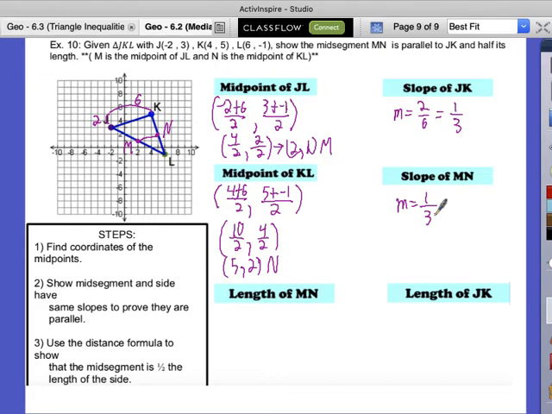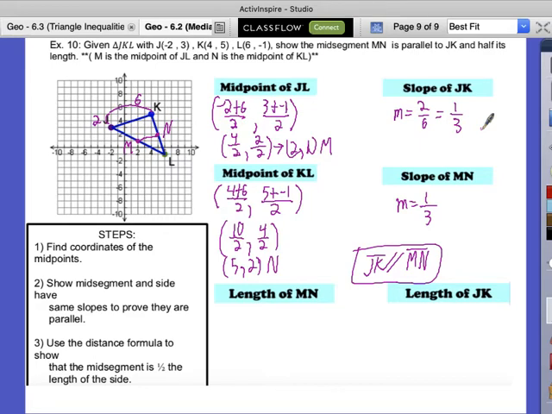What I want you to write now is say segment JK is parallel, that's a symbol for parallel, to MN. And the proof for that is the slopes. We don't even put the proof down, right? The proof for that is the slopes.